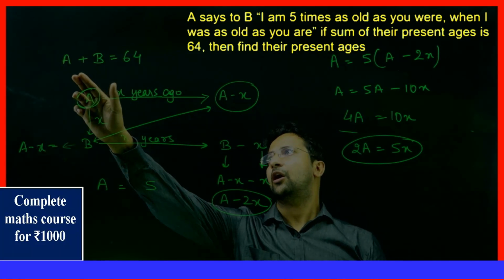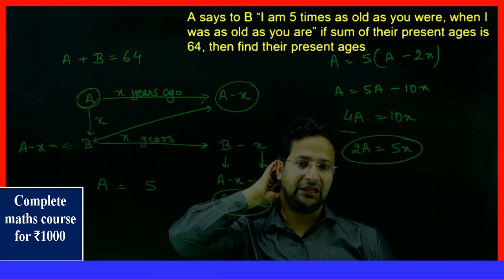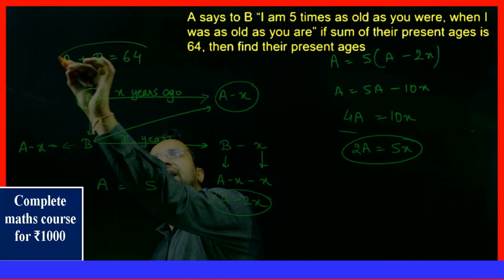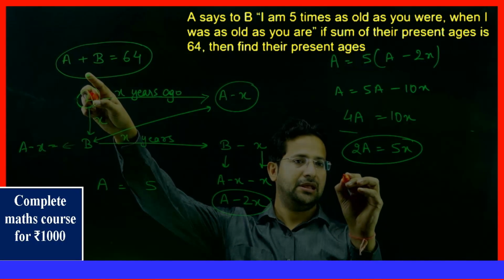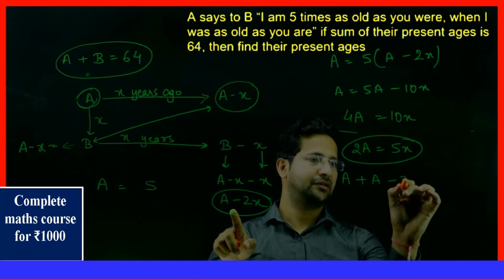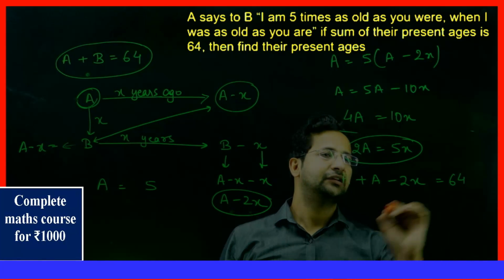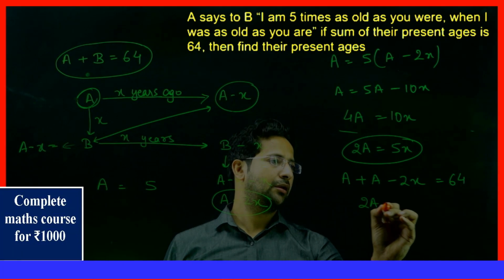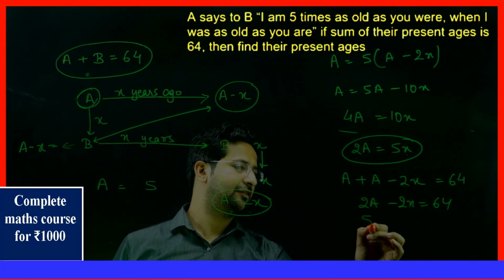Now we have a relation between A and B. A plus B is equal to 64. I will put in this: A plus B, where B is A minus 2X, is equal to 64. Again I can say 2A minus 2X is equal to 64. 2A is equal to what? 5X.